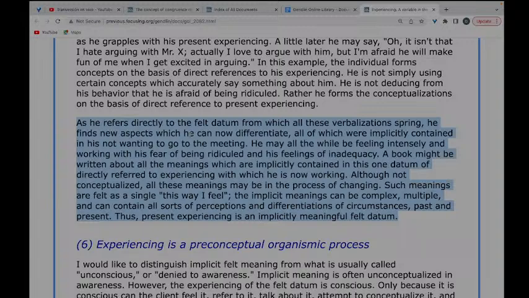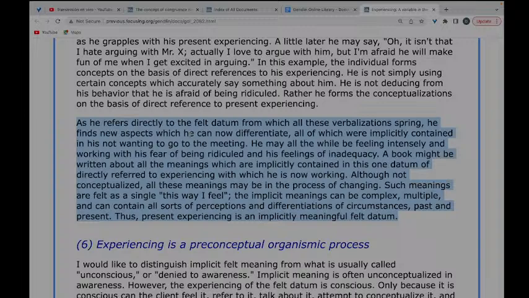Such meanings are felt as a single, this way I feel. The implicit meanings can be complex, multiple, and can contain all sorts of perceptions and differentiations of circumstances, past and present. Thus, present experiencing is an implicitly meaningful felt datum.